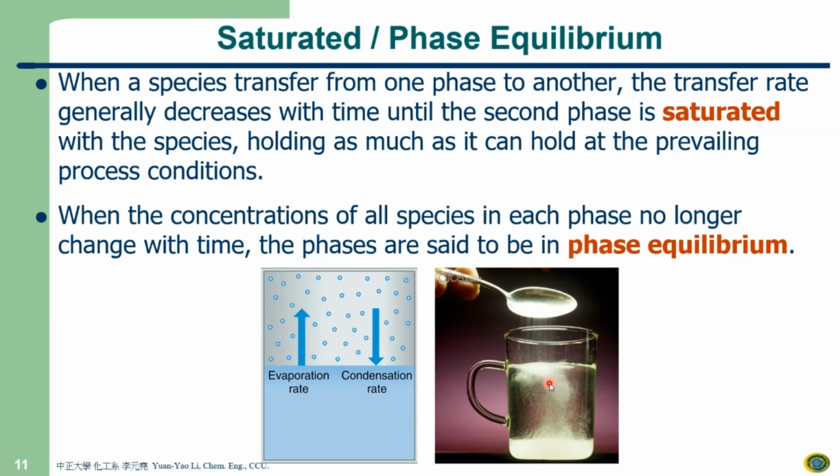So these are the two phases, solid and liquid, right? And this is the phases of liquid and gas. So the evaporation rate is equal to the condensation rate. That means this has reached phase equilibrium. Okay, and this place is saturated with oxygen, for example.